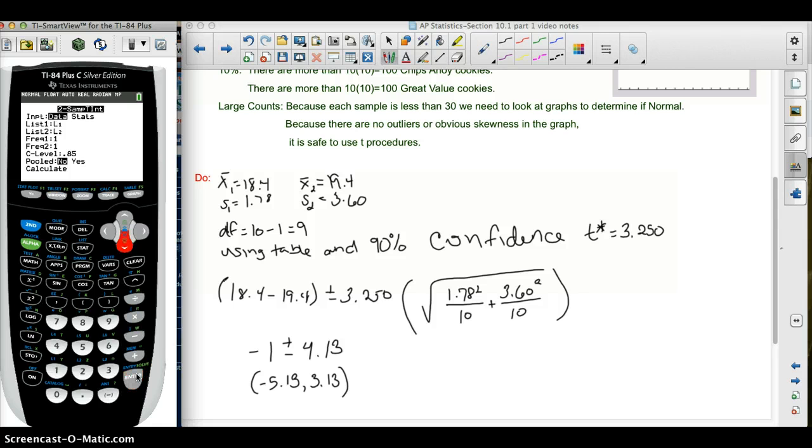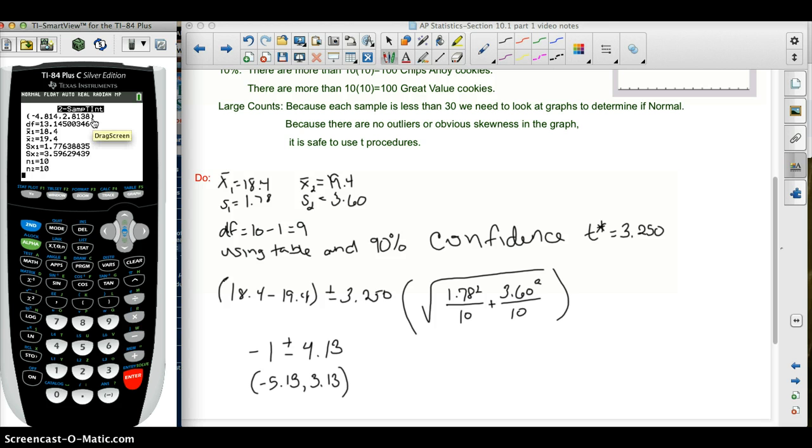We're going to do list 1 and list 2, frequency of 1 and 1, and our confidence level in this case is 0.99. Always leave pooled selected as no, and for those of you with the older calculator, you may have to hit down arrow again to get to calculate. So then we hit calculate. It takes a minute or two to just wait in your calculator. And here you're going to see that we have our interval of -4.814 and 2.8138.